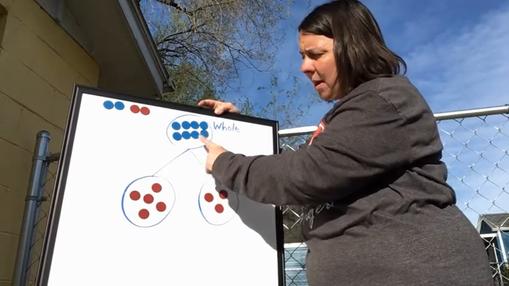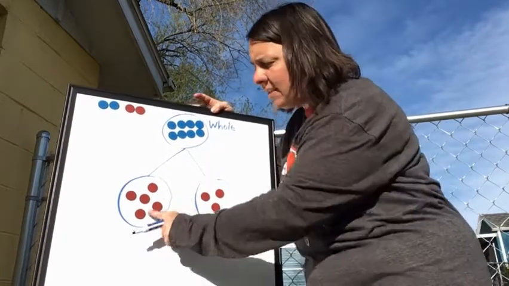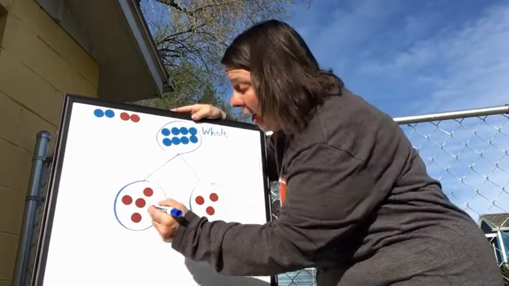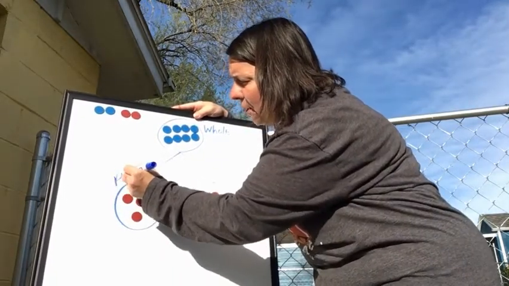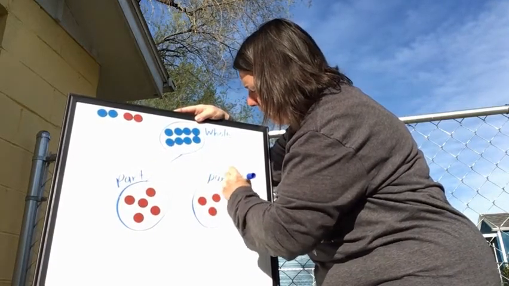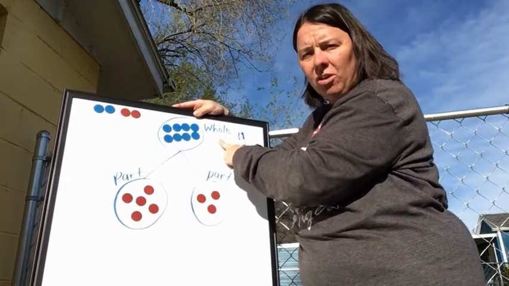So you have a number bond with your whole. And what are these called, kindergartners? Whisper them to me. Parts. These are your parts. Part and part make your whole.